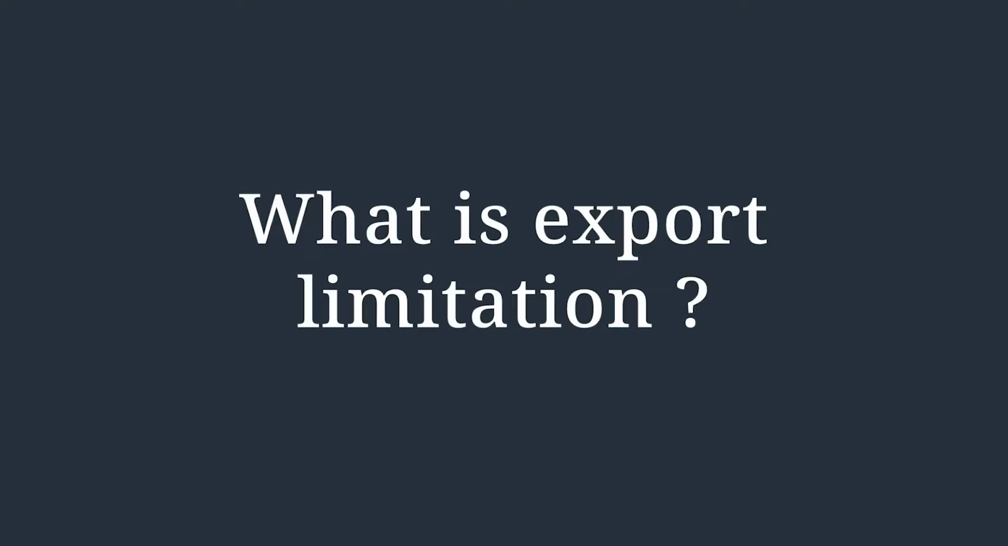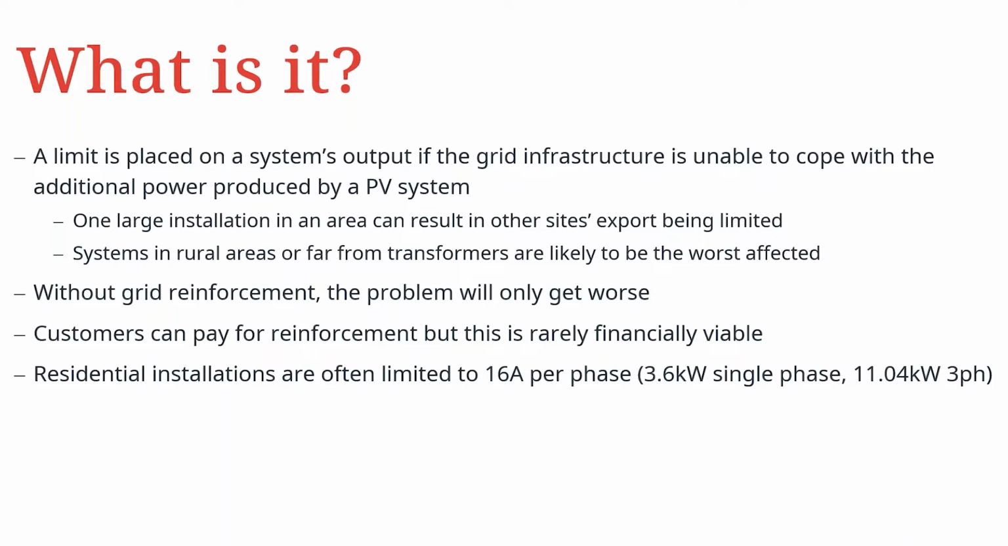So the very first question we shall ask is, what is export limitation? Well, this is a limit that's placed on the system, restricting the export back to the grid due to grid infrastructure being unable to cope with the excessive amount of power being generated by PV systems. This could be, for example, because one large PV installation in an area has taken all of the capacity, so any other additional sites that are installed are restricted, or it could be because a system is in a rural area or far from a transmission line, which means that it has a weaker infrastructure and it's unable to push a lot of power back to that transformer network.